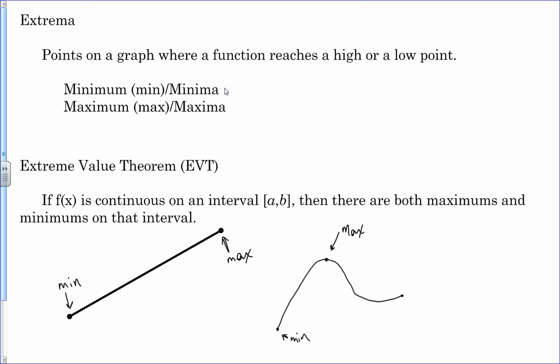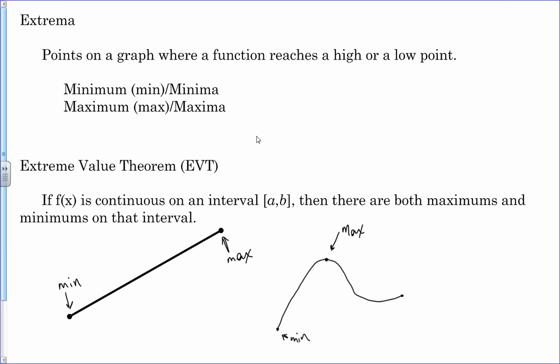If it's a low point, it's a minimum, abbreviated min, or minima. If it's a high point, it's a maximum, abbreviated max, or maxima. Minima, maxima, minimum, maximum, min, or max. You'll hear it referred to all three ways.